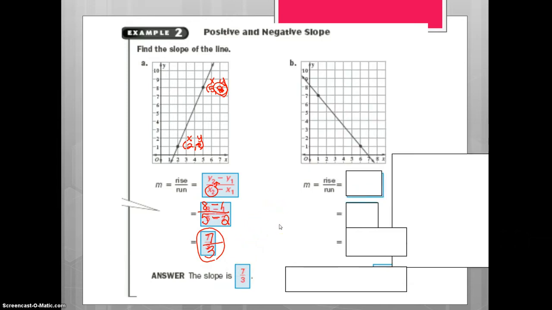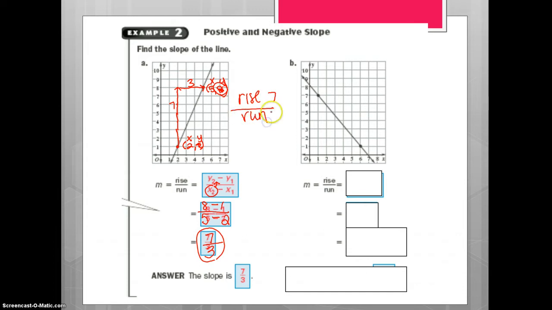Let me show you another way to do it. And that is actually taking, if you have a graph, it only works if you have a graph. You can take the first point, which is usually the furthest left, and try to count 1, 2, 3, 4, 5, 6, 7. I'm going 7 up and 1, 2, 3 right. So my up is my rise, which is 7. My run is 3. So there you go. There's also 7/3.